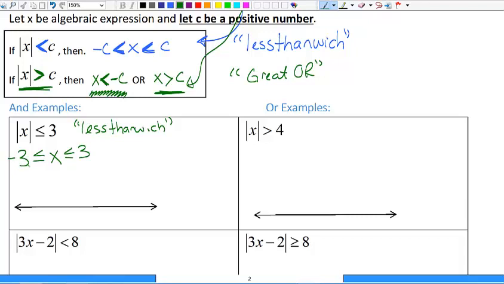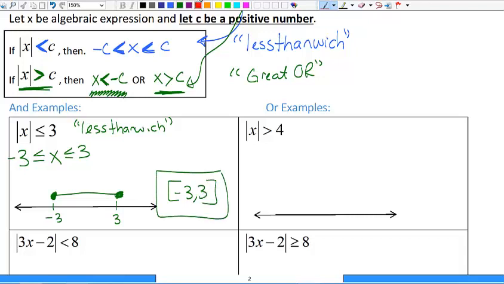Now there's nothing else to solve because x is already by itself, so let's go ahead and graph that and answer in interval notation. I have a closed circle on negative 3, a closed circle on positive 3, and my line is in between it. So the interval notation answer is negative 3 to positive 3 with brackets.